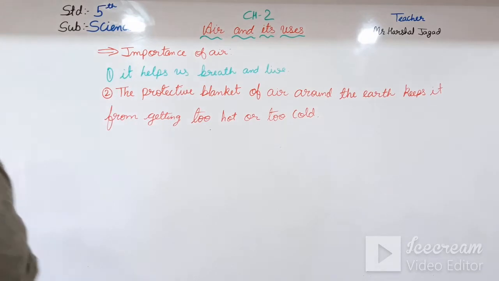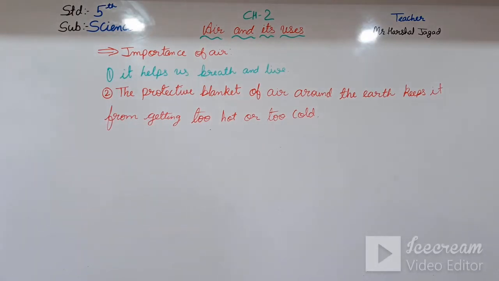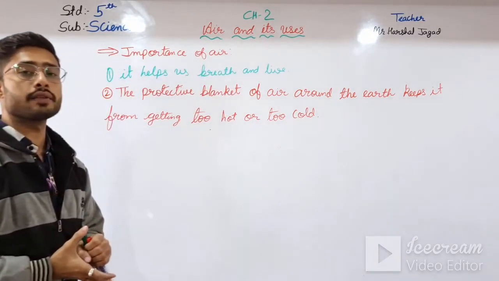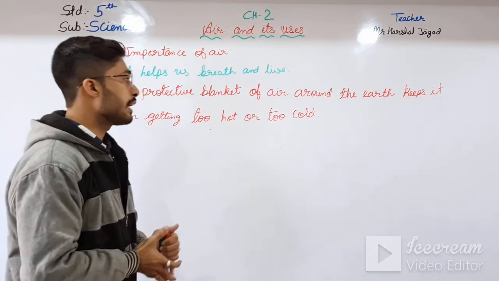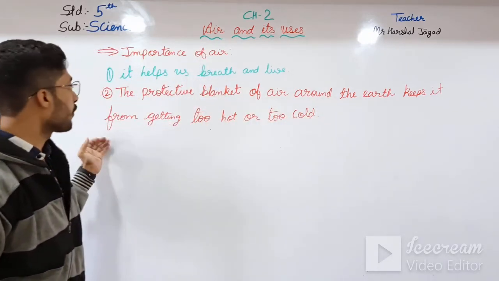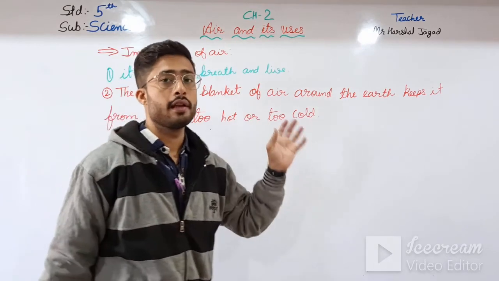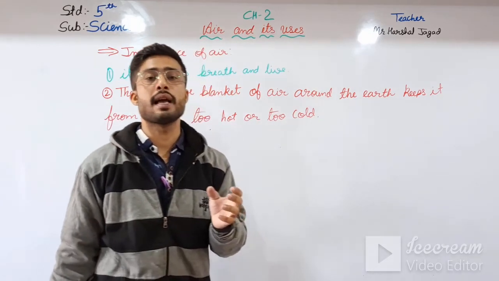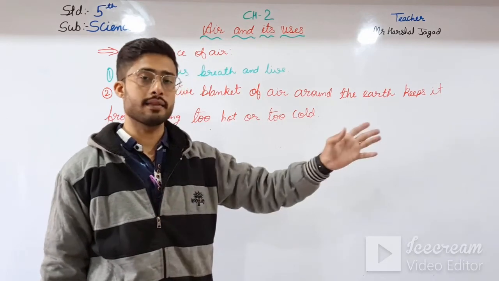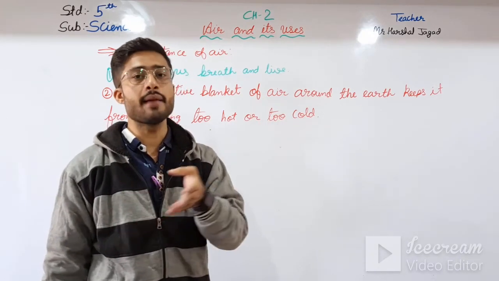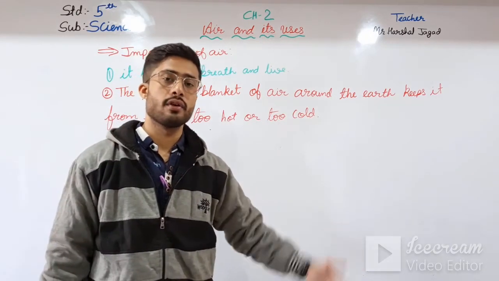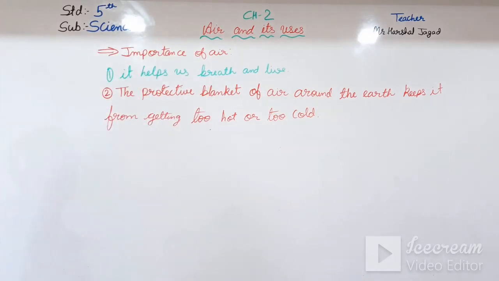Okay, we have heard about the greenhouse effect. So what is the greenhouse effect? Without air, the greenhouse effect can't happen. Due to that only, the protective blanket of air around the earth keeps it from getting too hot or too cold. If air is not there, then at night the temperature will go to minus, and in the daytime the temperature will go very high. So due to air it will not happen.